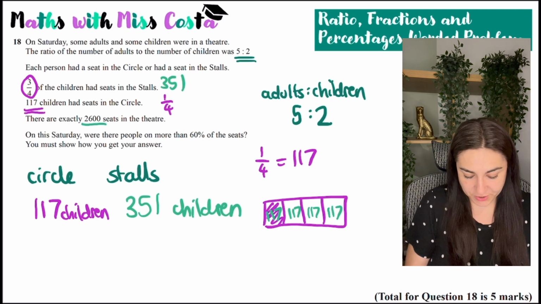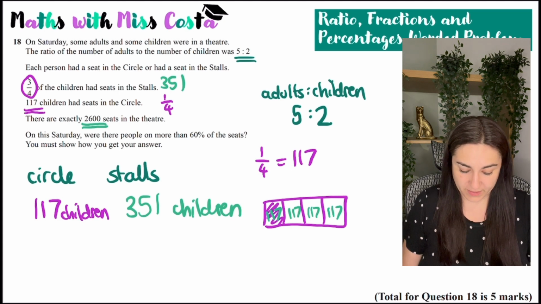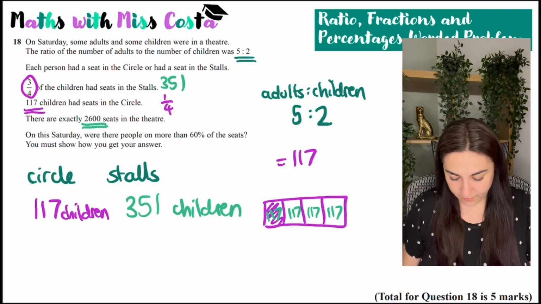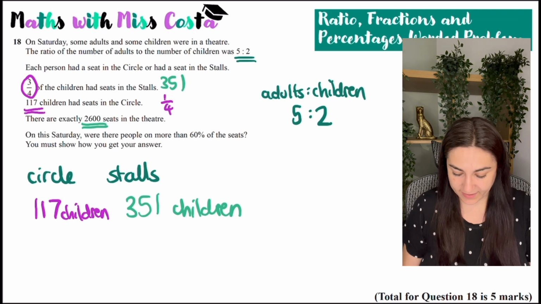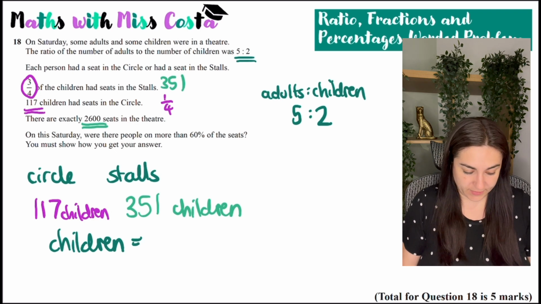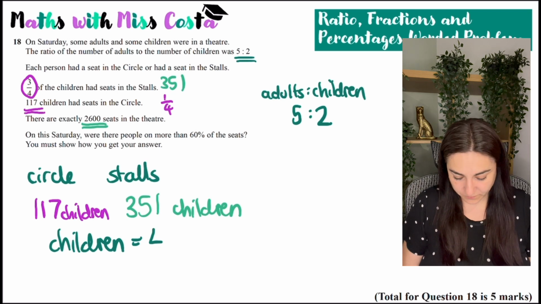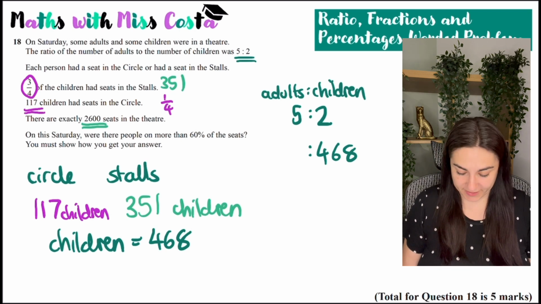There are exactly 2,600 seats in the theatre. On this Saturday, were there more people on more than 60% of the seats? So let's deal with that in a little bit. First of all, let's go with the information I've already been given, which is the ratio of adults to children is 5:2. So the total amount of children, if I do 117 plus 351, that's 468. So I know there are 468 children.